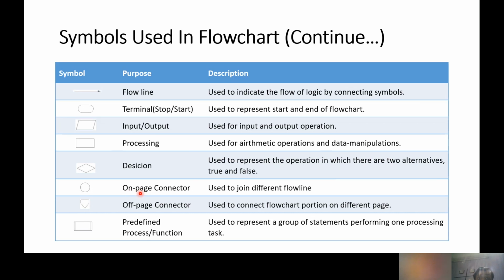Now, the on-page connector is used to join different flow lines. Then the off-page connector is used to connect flowchart portions on different pages. Now, predefined process and functions are used to represent a group of statements performing a processing task.